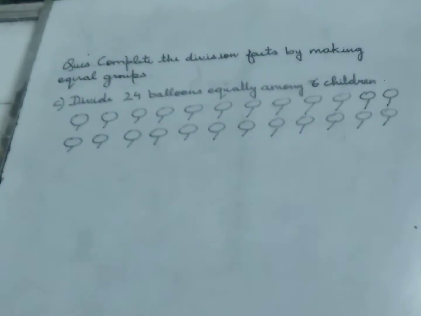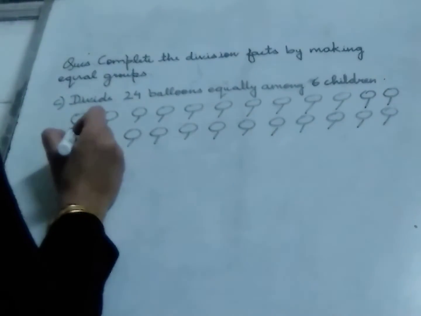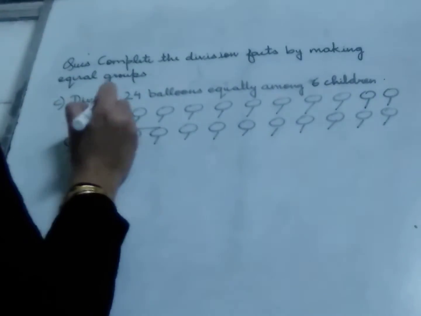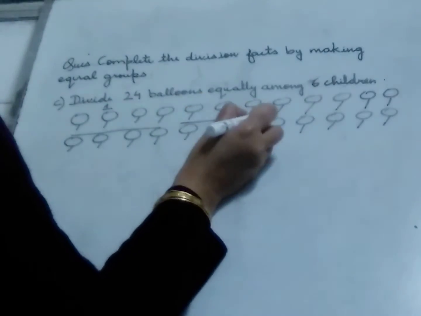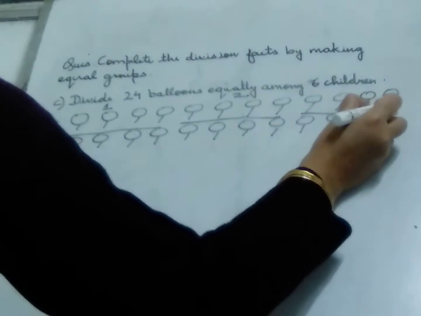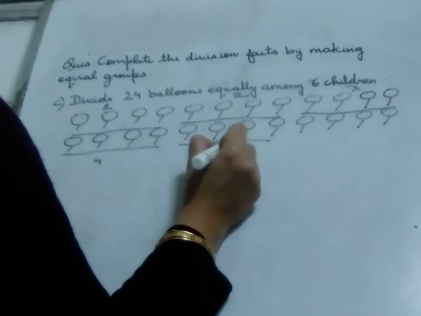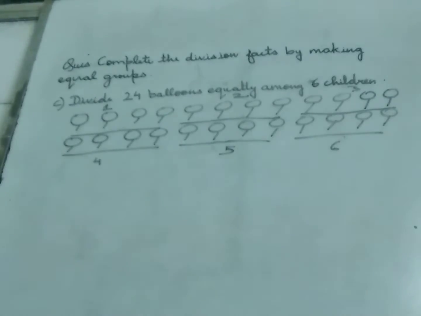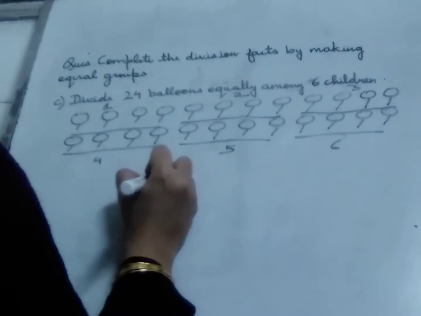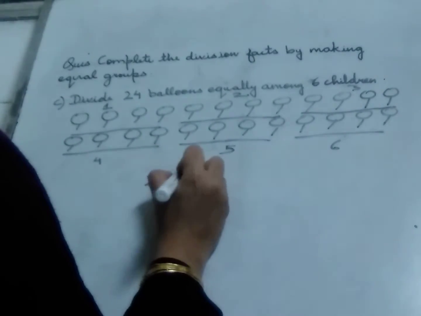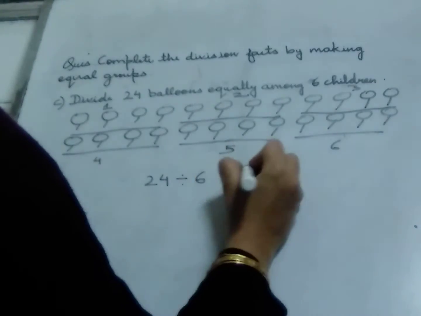Now these 24 balloons have to be shared equally between 6 children. So make equal groups. 1, 2, 3, 4, it is group 1. 1, 2, 3, 4, second. 1, 2, 3, 4, third. 1, 2, 3, 4, fourth. 5 and it is the last, 6. So each of the 6 children will get 4 balloons. That means our division statement here is 24 divided by 6 is equal to 4.